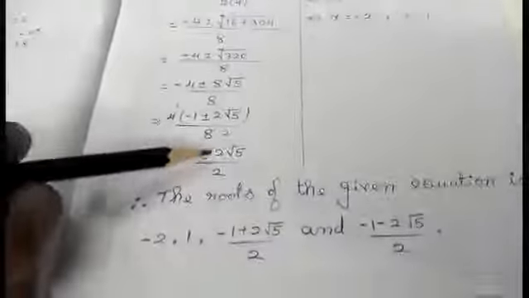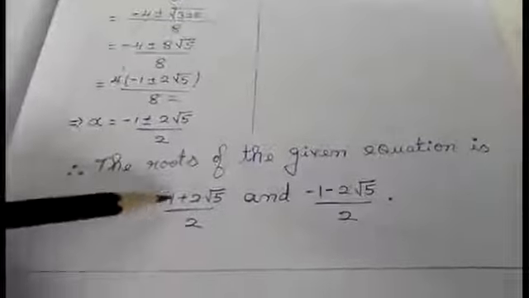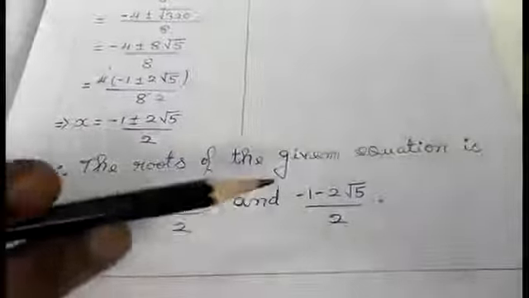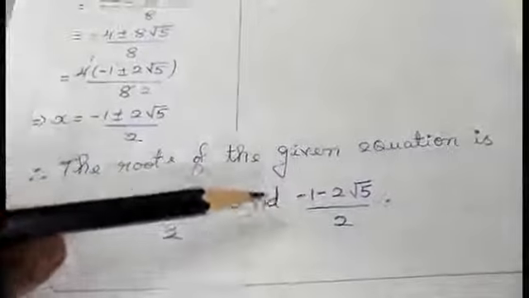That is, x is equal to minus 1 plus or minus 2 root 5 by 2, x is equal to minus 2 and x is equal to 1. Therefore, the roots of the given equation are minus 2, 1, minus 1 plus 2 root 5 by 2 and minus 1 minus 2 root 5 by 2.